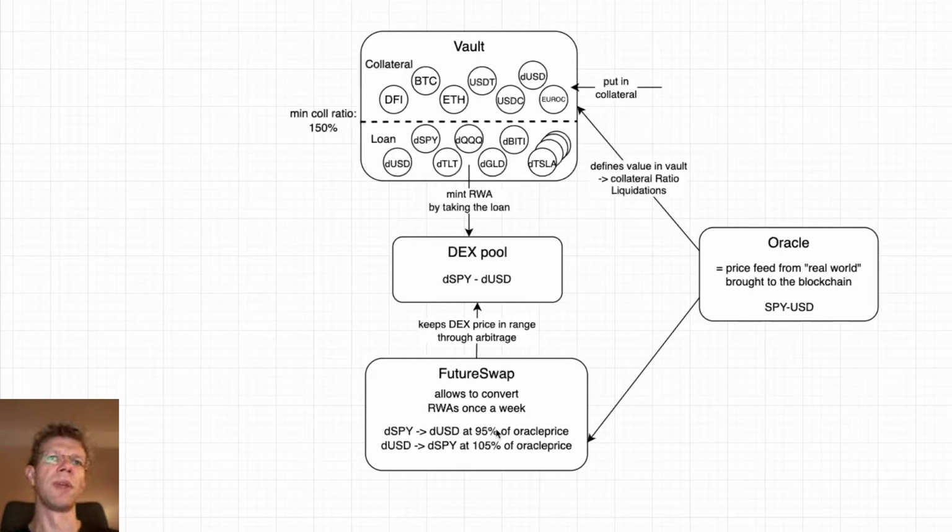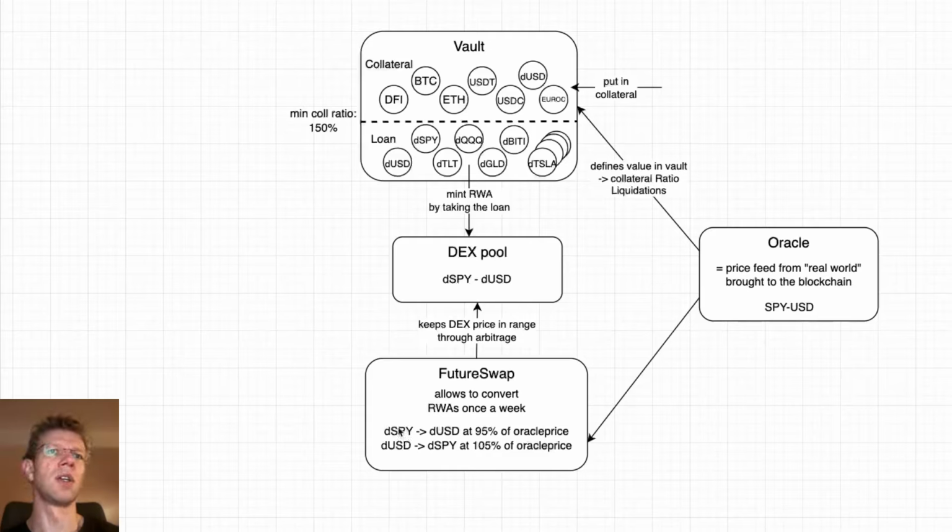And how does it work? Basically, you can swap or convert SPY to DUSD at 95% of the Oracle price, and you convert it the other direction at 105% of the Oracle price. As a small example, if SPY is at a 10% discount right now, you can buy it at 10% discount on the DEX. So you put in DUSD, get SPY out, and then you sell it on a swap.